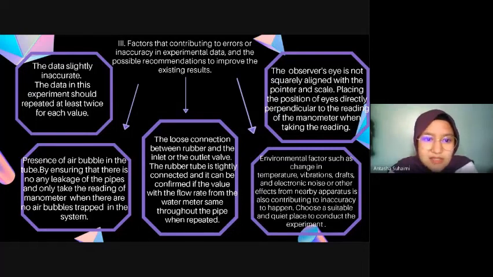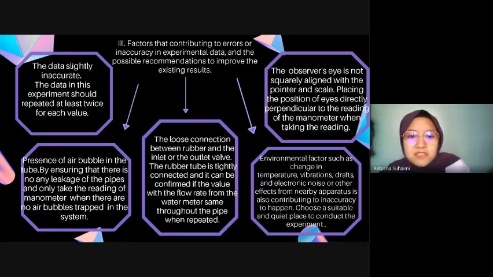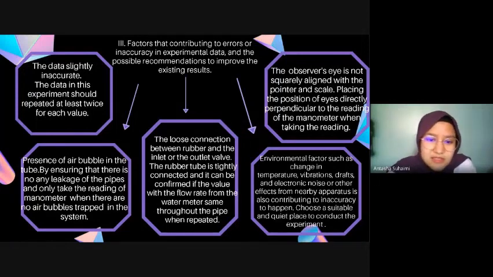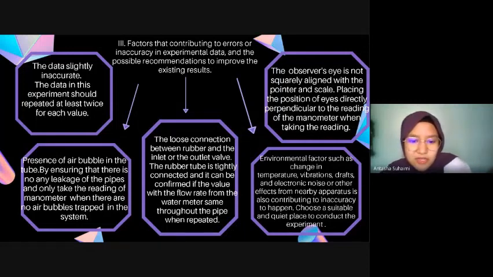Okay, next one is the observer's eye is not squarely aligned with the pointer and scale. Place the position of the eye directly perpendicular to the reading of the manometer when taking the reading. The last one, the environmental factors such as changes in temperature, vibration, drafts, and electronic noise or other effects from nearby apparatus also contribute to this inaccuracy. So we have to choose a suitable and quiet place to conduct the experiment.